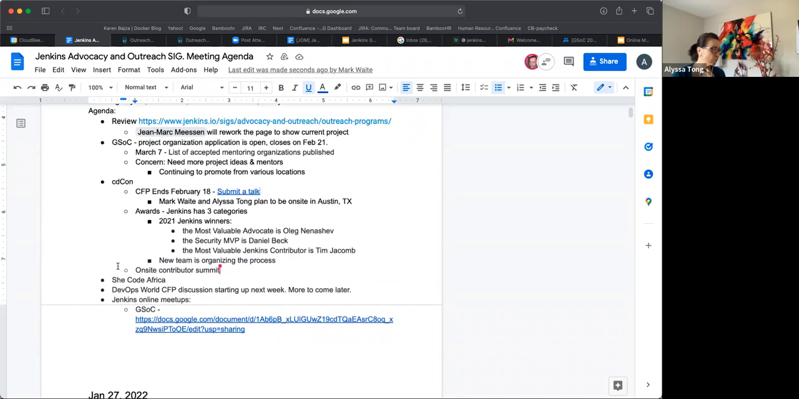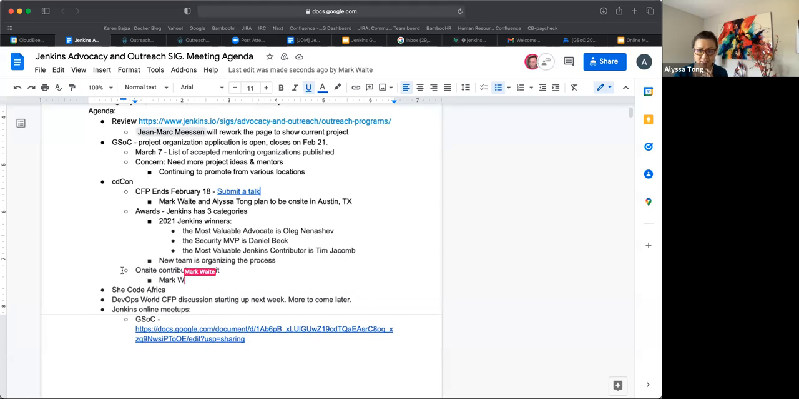And then they will have an on-site contributor summit for Jenkins as well during the conference. That is still in the plan. I need to fill out a form for planning purposes for CDF, so I will work on that. But they did ask, and this is going to be interesting for us, given that this is our first year, at least since I've been around, that Jenkins is going to Texas.